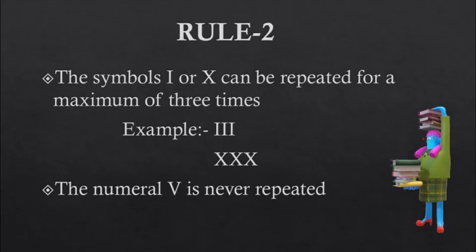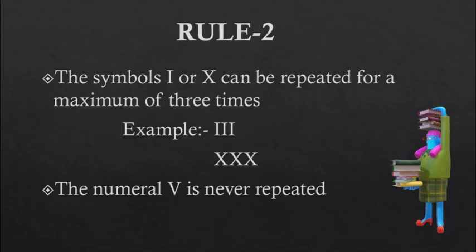So you need to keep this in your mind that I or X, which is 1 or 10, you can repeat for a maximum of 3 times. But when you are writing V, which is 5, you cannot repeat that. You cannot write V, V, V or V, V. You need to write it one time only. So 1 V will be equal to 5.